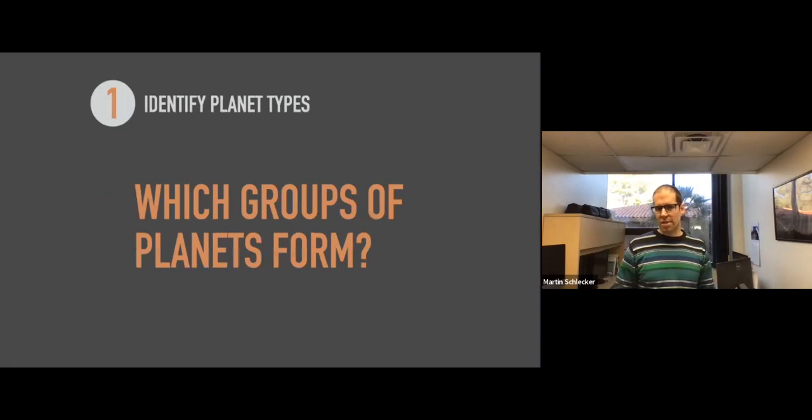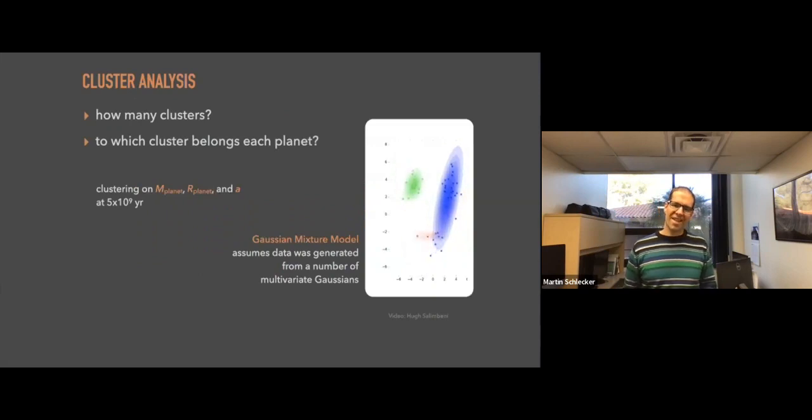And the first part of the project is basically a data mining task. We searched our population for groups of planets that occupy similar regions in the parameter space of planet parameters. And we did so by means of a cluster analysis. At the end, we wanted to know how many clusters are in the data and which data points, which planets belong to which cluster. So a cluster in this sense is a planet type, a specific group of planets.